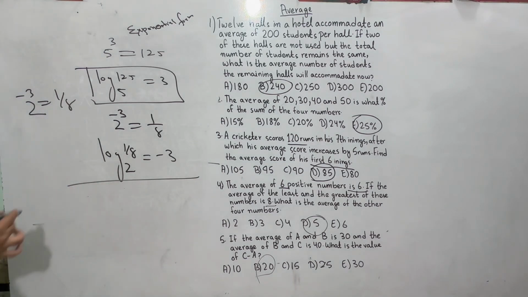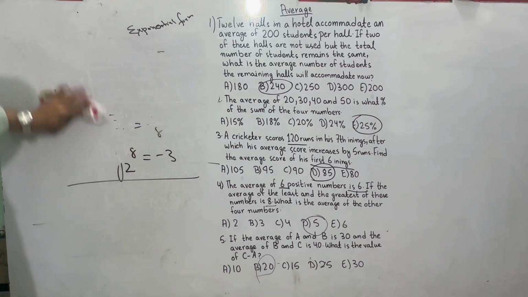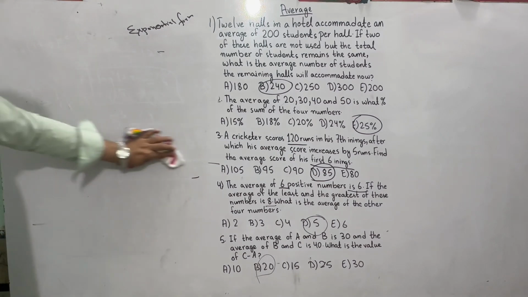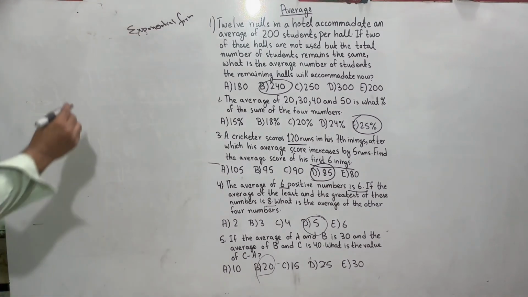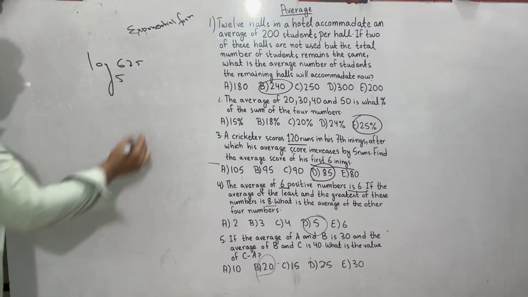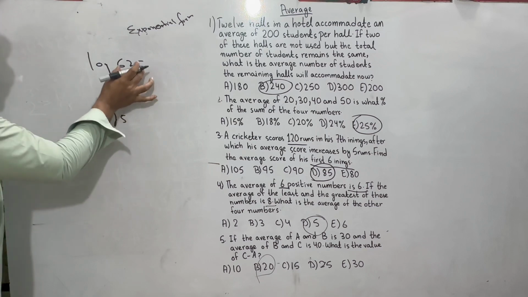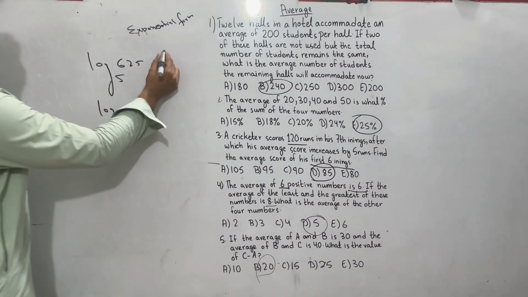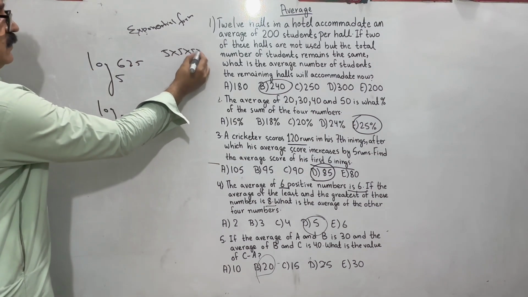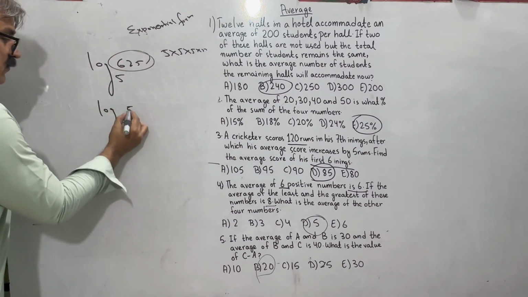Or how to solve log? If you are not familiar with this, let's see another way around. Okay, I have log of 625 at the base 5. How to handle this? It's really very easy. Write 625 in the factors of 5, that is 5 into 5 into 5 into 5. Factorize this: 625 can be written as 5 raised to 4.